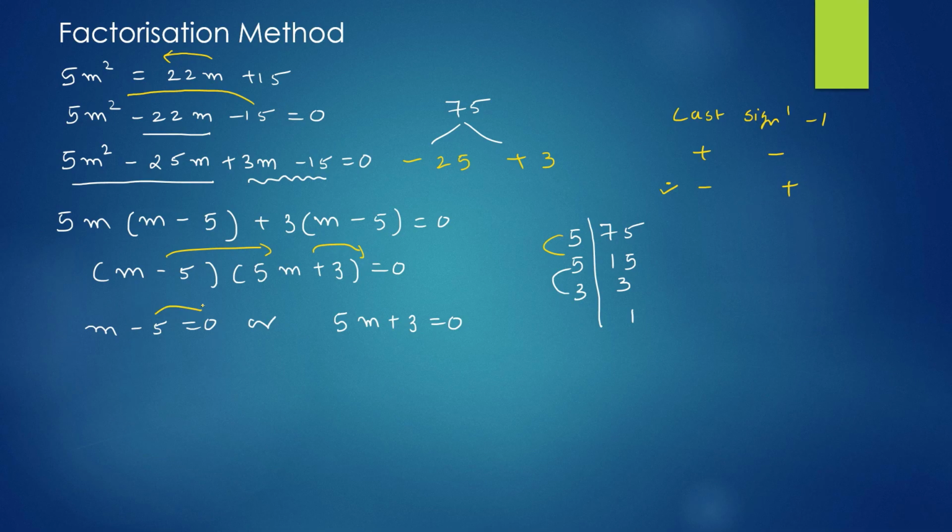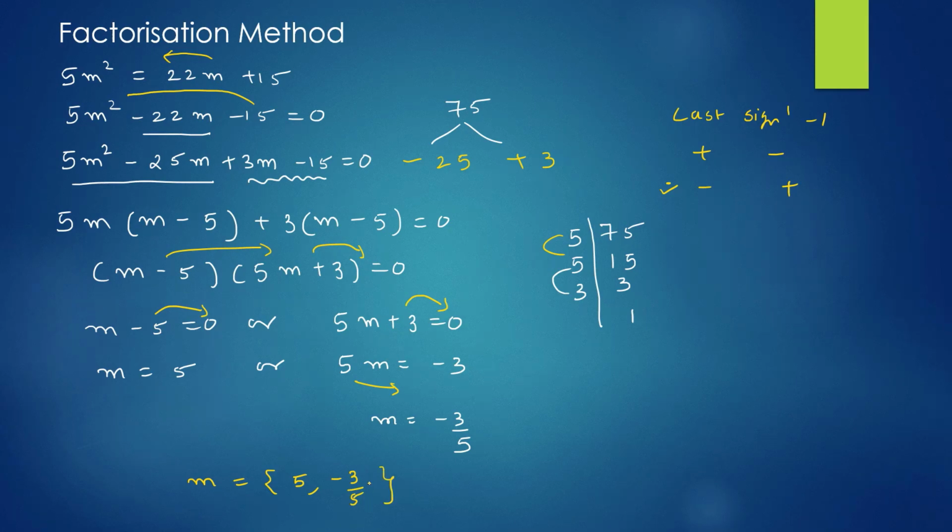Again, we will take minus 5 to the right side. So m equal to 5, or plus 3 will go to the right side. So 5m is equal to minus 3, and this 5 will go to the divide side. So m equal to minus 3 divided by 5. So your final answer will be m equal to 5 and minus 3 upon 5. These are the four variations that can be used and solved with the method of factorization.